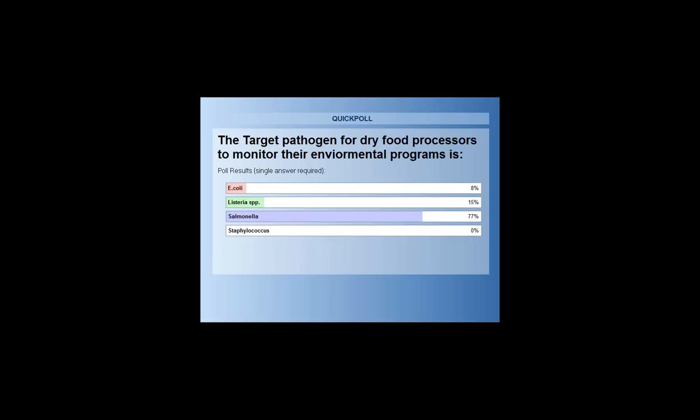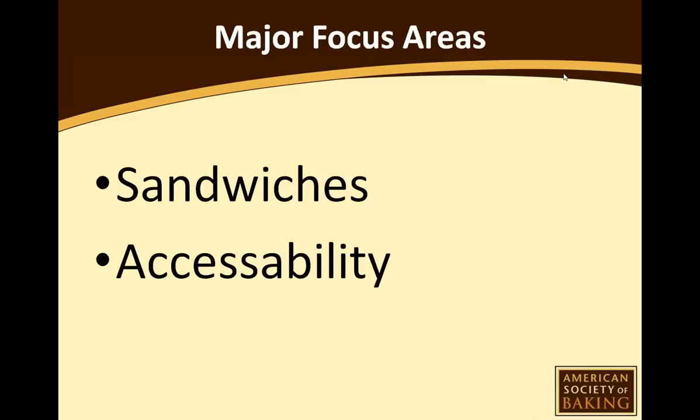All right, Dave, 8% chose E. coli, 15% chose Listeria spp, and 77% chose Salmonella. No one chose the fourth choice, Staphylococcus. Not really a loaded question. Typically in the dry areas, Salmonella is the targeted pathogen, but in our world of continuous improvement and improved regulatory scrutiny, there are facilities that are looking at a wider range. But it's typically Salmonella, though there is no real exact answer to that.